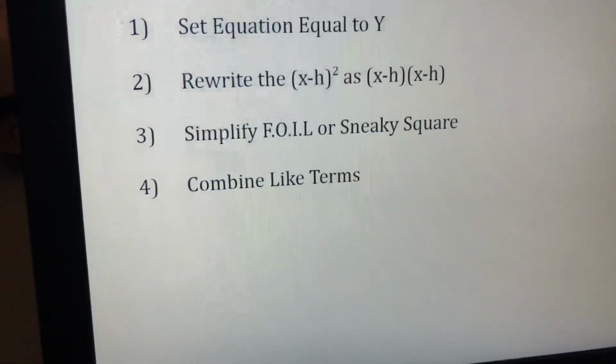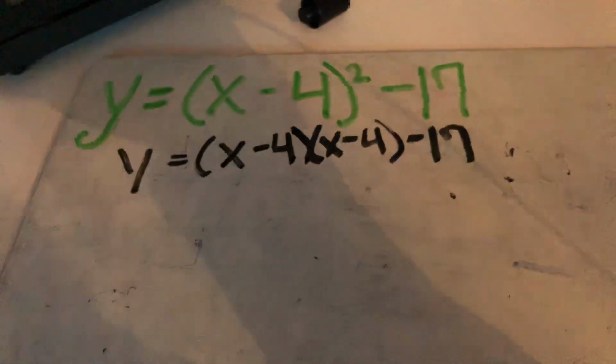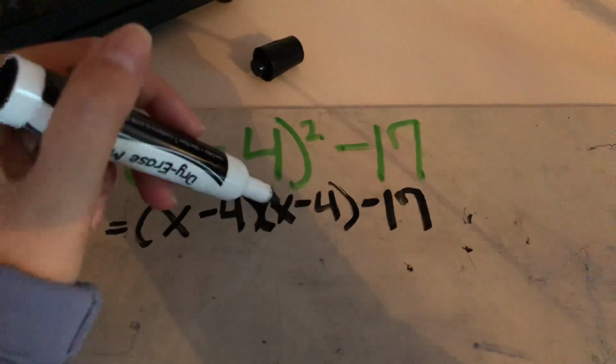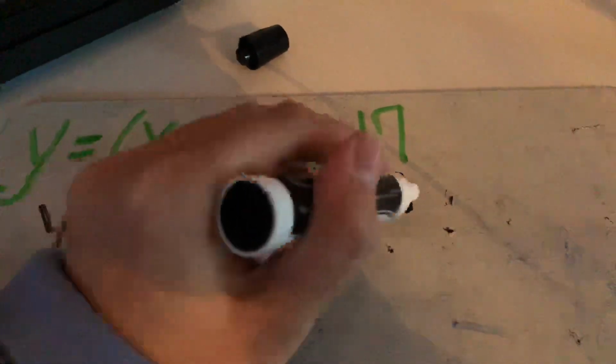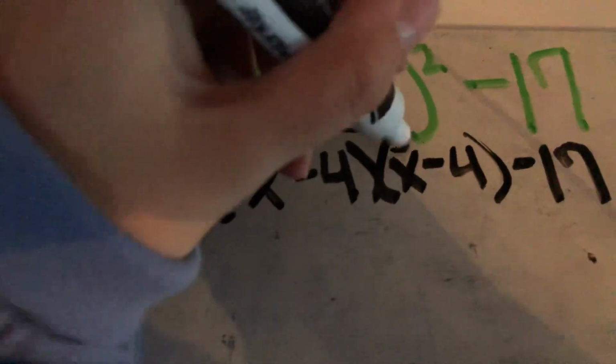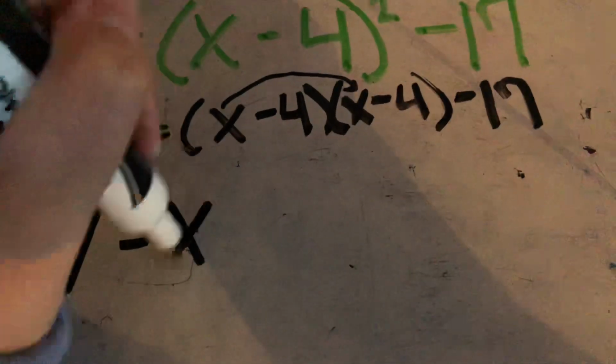Our third step is to simplify by doing FOIL or sneaky squared. You know I love FOIL, so I'm going to FOIL. I'm foiling the x minus 4 times the x minus 4. Forget about that minus 17 for a second. So first to first, x to x. So this becomes y equals x times x is x squared.